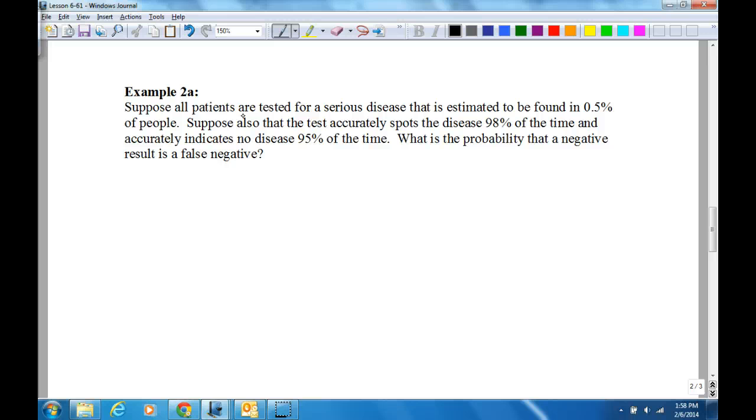Example 2A. Suppose that all the patients are tested for a serious disease that is estimated to be found in 0.5% of people. Suppose also that the test accurately spots disease 98% of the time and accurately indicates no disease 95% of the time. What is the probability that a negative result is a false negative? All right. So here we are. We're going to make this little tree thing again. Has disease.